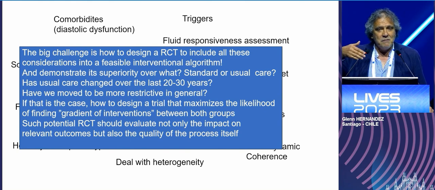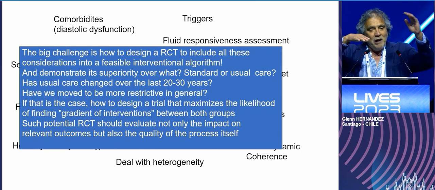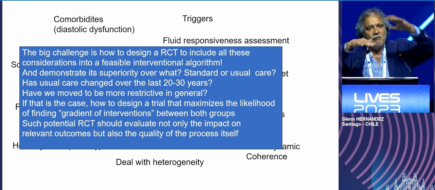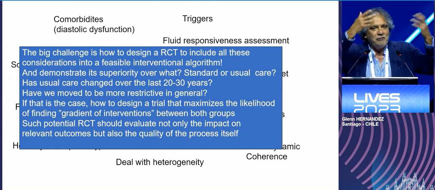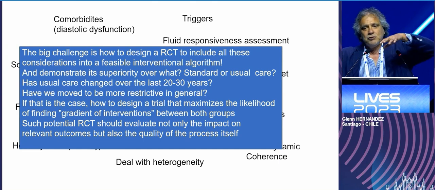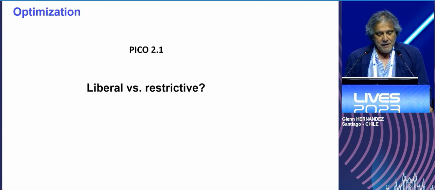For example, if we compare with usual care or standard care, of course, standard care has changed over time. I mean, we are in a more restrictive era than 20 years ago. So the comparator will be, of course, to administer less fluids. And this is a problem, because you will have to show a gradient of interventions between the two groups, the interventional one with this idea of optimizing fluids versus the usual care. It will be difficult to plan such a study.